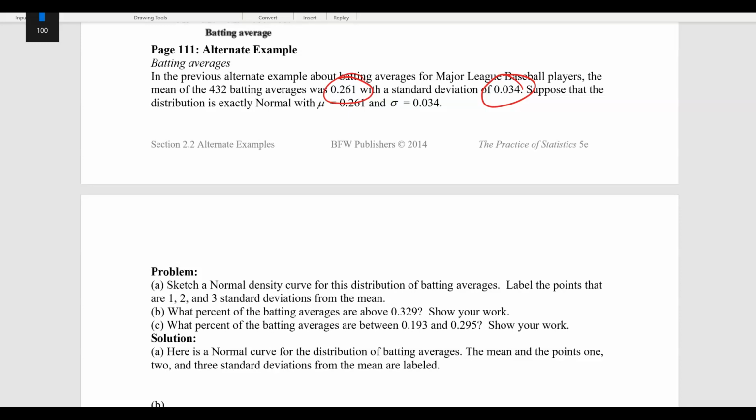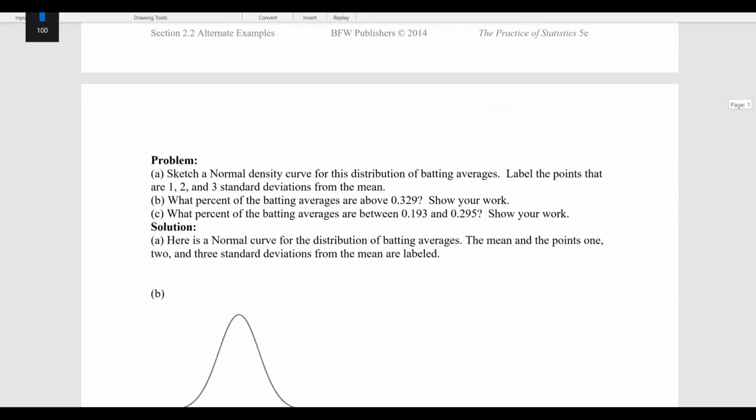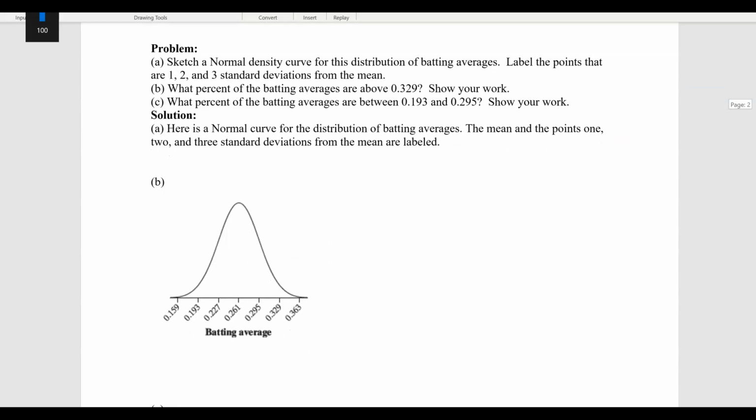So the first part says, and we'll let the textbook authors do that for us, they're just going to sketch a normal density curve for this distribution and label the points that are 1, 2, and 3 standard deviations from the mean. So notice what they've done. They put the mean here, and then they add 0.034 to get to 0.295, and they subtract 0.034. Okay, then you add 0.034 again, which will put you here at 0.329, and then you subtract 0.034. So each one of these movements is adding or subtracting a standard deviation in each direction.